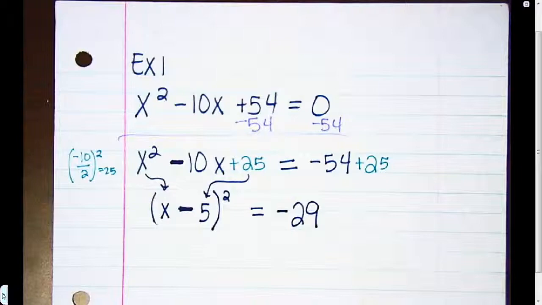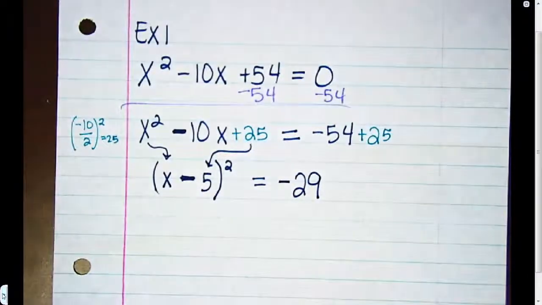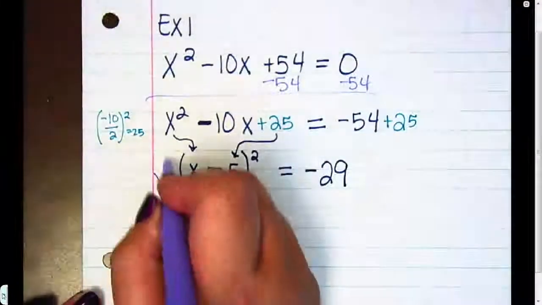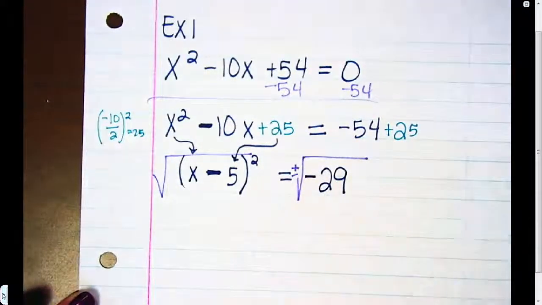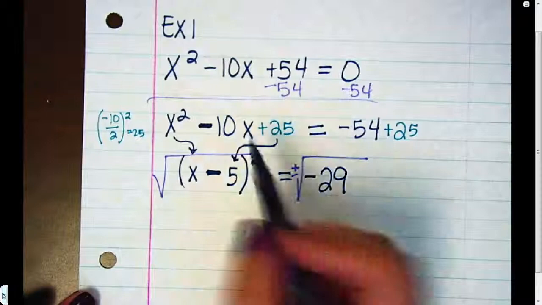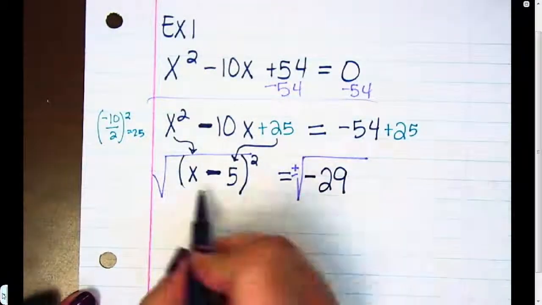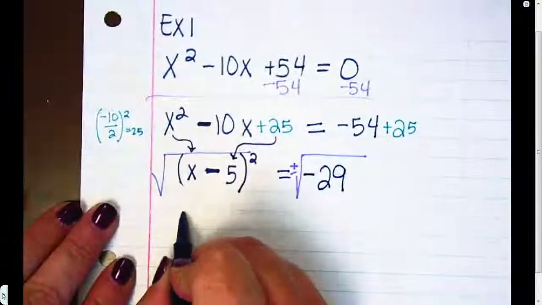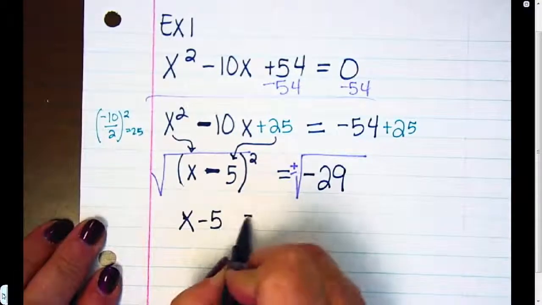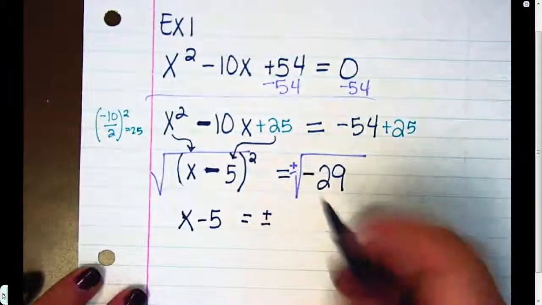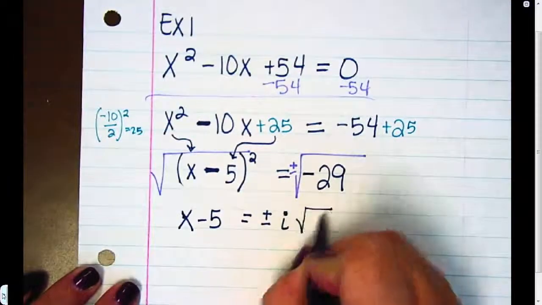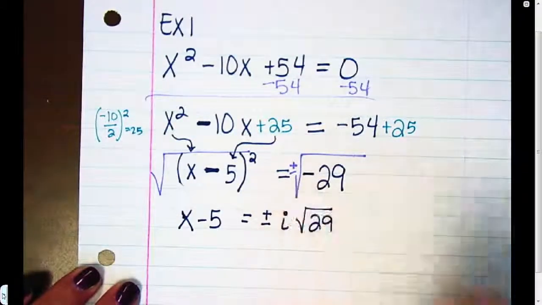Now we've got a problem like we did in the previous lesson where we need to take the square root of both sides. So take the square root of the left, plus or minus, don't forget that, and take the square root of the right. When I take the square root of the binomial squared, I'm left with what's on the inside, and I do not need the parentheses. The square root of negative 29 is the same thing as i square root of 29. Remember, the negative comes out as an imaginary.